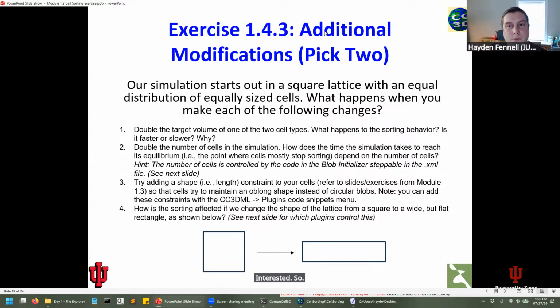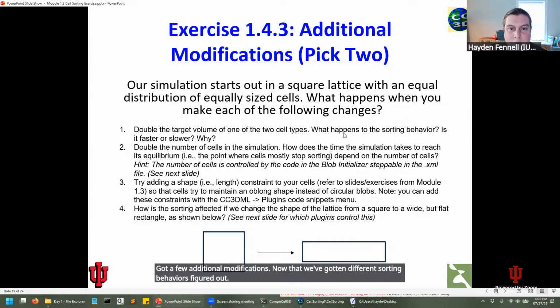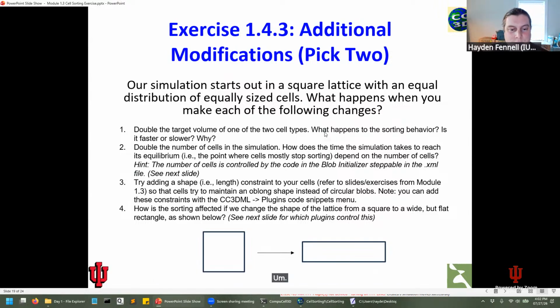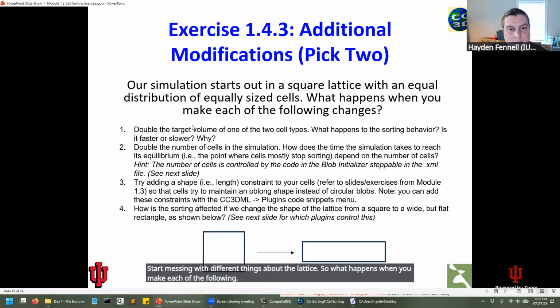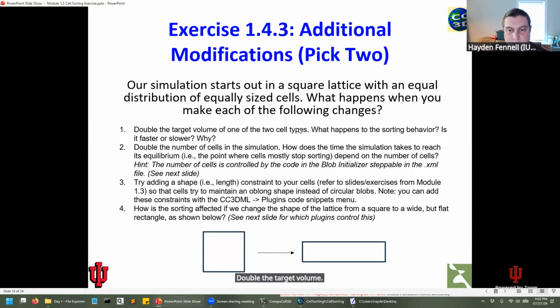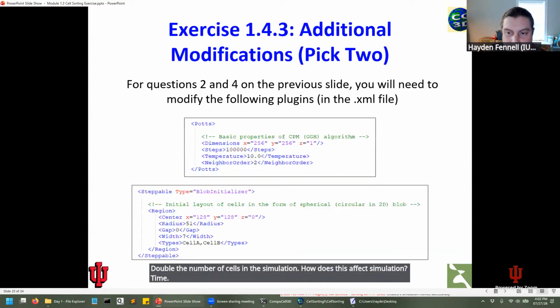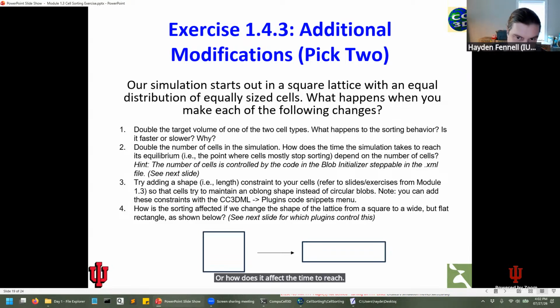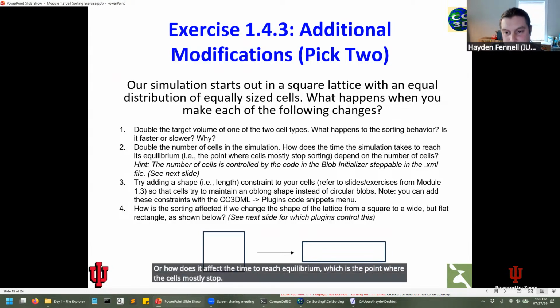So for exercise 1.4.3, sorry, this is 1.3.3. Got a few additional modifications now that we've gotten different sorting behaviors figured out. Start messing with different things about the lattice. So what happens when you make each of the following changes? Double the target volume of one of the two cell types. Double the number of cells in the simulation. How does this affect simulation time? Or how does it affect the time to reach equilibrium, which is the point where the cells mostly stop sorting? You have little movement.